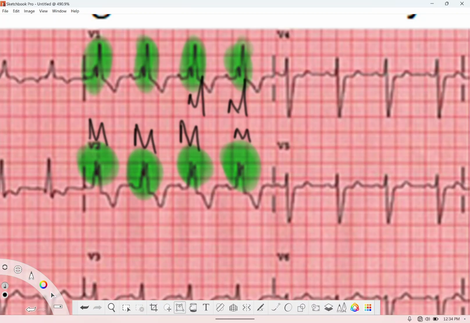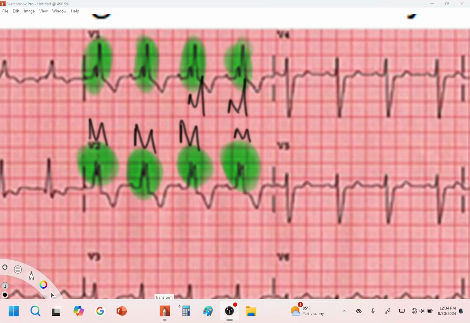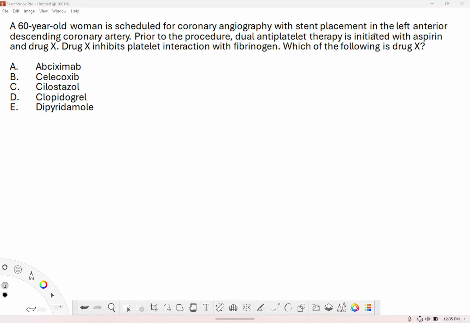Okay. All right, let's go to next question. Okay, so next question is, a 60-year-old woman is scheduled for coronary angiography with stent placement in the left anterior descending coronary artery. Prior to the procedure, dual antiplatelet therapy is initiated with aspirin and drug X. Drug X inhibits platelet interaction with fibrinogen. Which of the following is drug X?